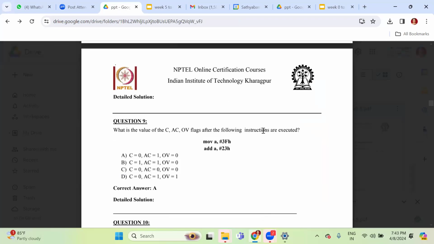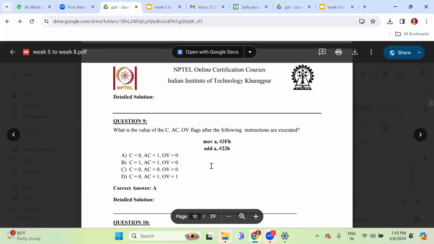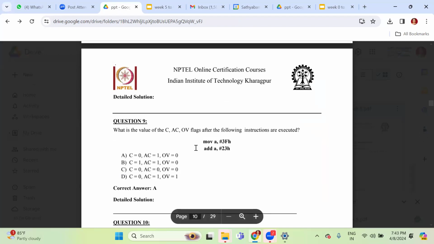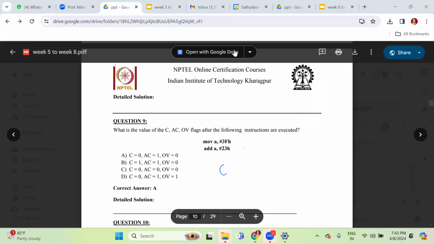After the following instructions are executed, A is 3F. Okay, now I will put A is 3F. 3F means what is the value? 0011, F is 1111. 2, 3, what is the value? 0010. 3, what is the value? 0011. Now you add 1 plus 1, what is the value?